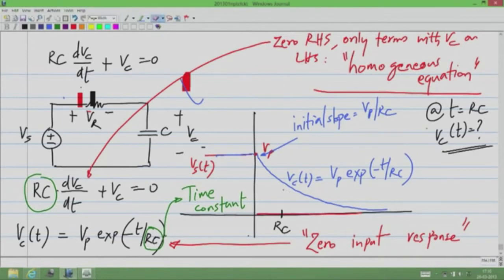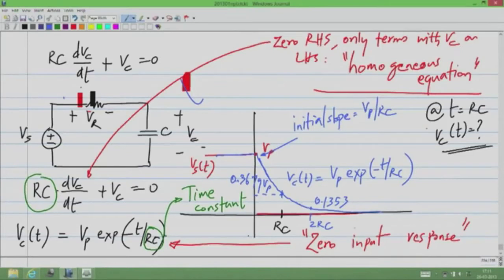I should redraw this a little better. Okay, so that's what happens, and here the value is 0.3679 Vp. Now if I go to 2 time constants, it will be 0.3679 squared and so on. So it will be approximately 0.1353 and it will rapidly reduce.